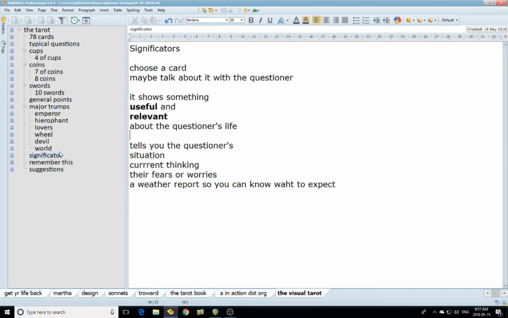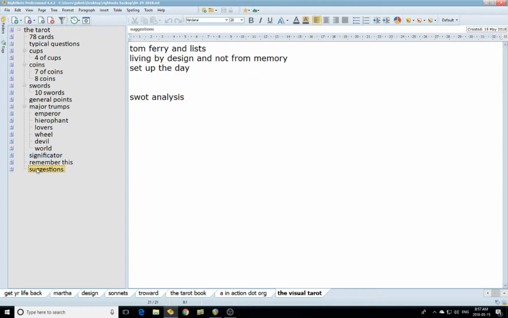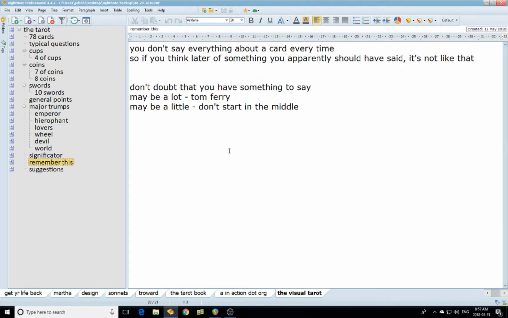Okay, so that's something about significators. And then I wrote down this section called Remember This. And it's a bit like sometimes when it comes to reading cards, it can be important to remember certain things. I didn't know how to phrase this, and I may change it later, but I put down 2 things here. And so one is you don't say everything about every card every time. So when you turn a card, you talk about the card in relation to the question that was asked, but you don't tell the questioner everything about that particular card.